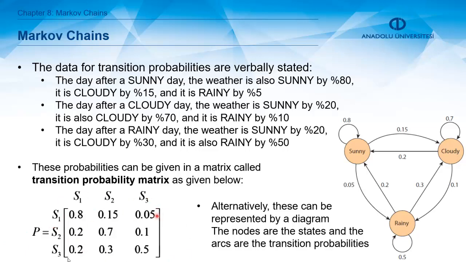In this matrix, rows are for the present conditions, as we mentioned, S1 for sunny day, S2 for cloudy, and S3 for rainy day. These rows are for the present conditions. And the columns are for the forthcoming conditions, the next conditions, the conditions that are going to occur after the transition. These are the transition probabilities. Alternatively, these probabilities can be represented by a diagram, as you can see here at the right. Here the nodes are the states and the arcs are the transition probabilities.